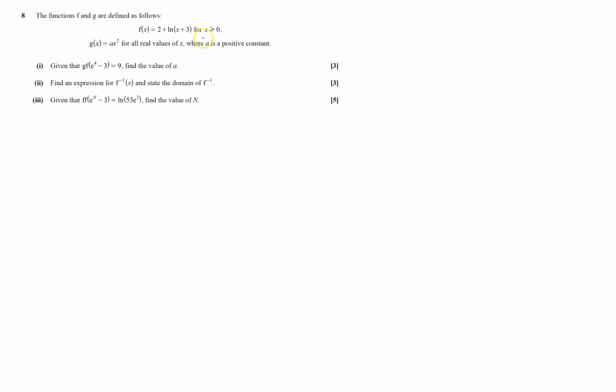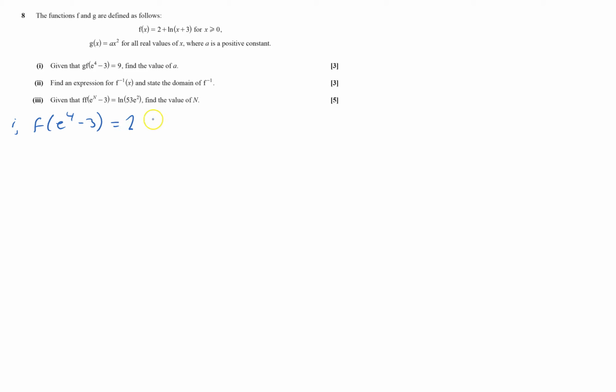Okay, function f is true for x greater than or equal to 0. g of x is true for all values of x, and a is positive. Given that, first thing I need to find out is what f of e to the 4 minus 3 is. And that means instead of writing x in this expression, I just write e to the 4 minus 3.